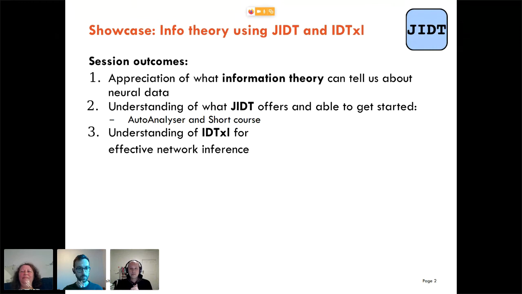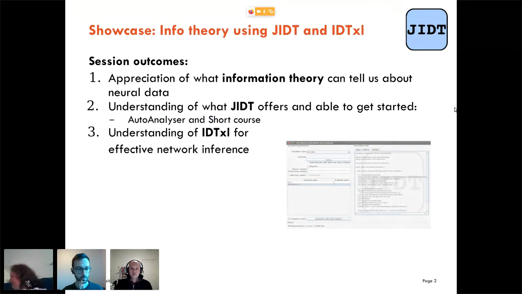Then we'll move on to the toolkits. Firstly, JIDT, which is a fundamental information theoretic engine. In the short time, all we can really hope for you to take away is an understanding of what it offers and being able to get started. To help you get started, there are two particular tools that I'll show you. The first is a GUI tool that comes with JIDT, which we call the auto analyzer. It allows you to get started with very simple push button analysis without writing any code at all. It also generates code templates for you, which is a great way to get started and start building on that to doing something more complicated.